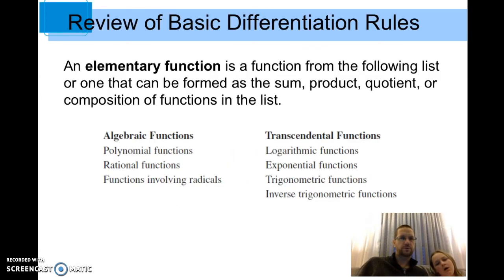All right, basic rules. This is everything we've done before. We've done polynomials, rationals, and radicals. Those are all considered algebraic functions. We've done transcendentals or extra functions, or logarithmic, exponential, trig, inverse trig. And you should be able to expect those with any sum or difference rules, any product rule, any quotient rule, or any composition of functions, which would be our chain rule.